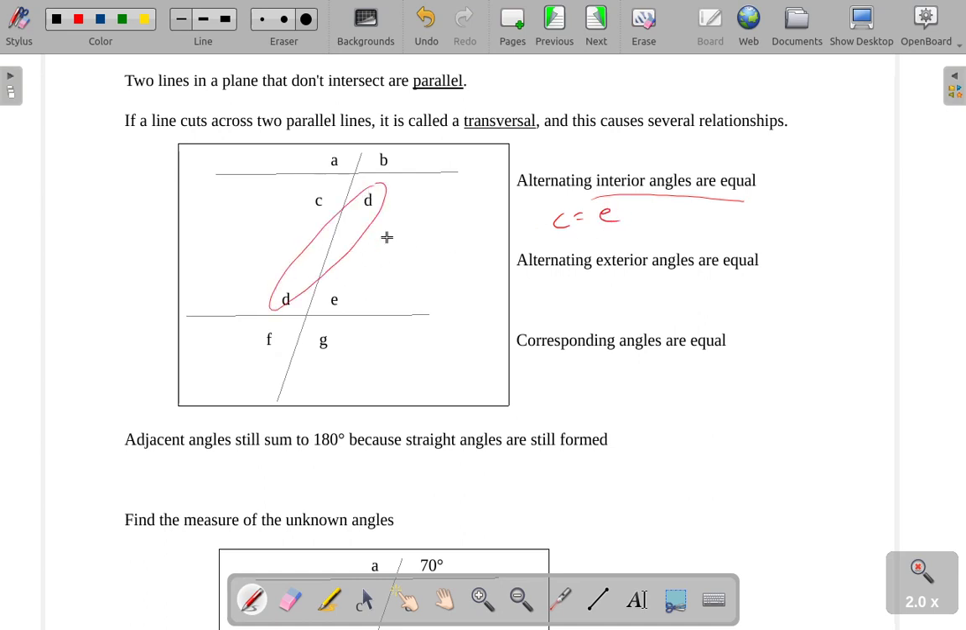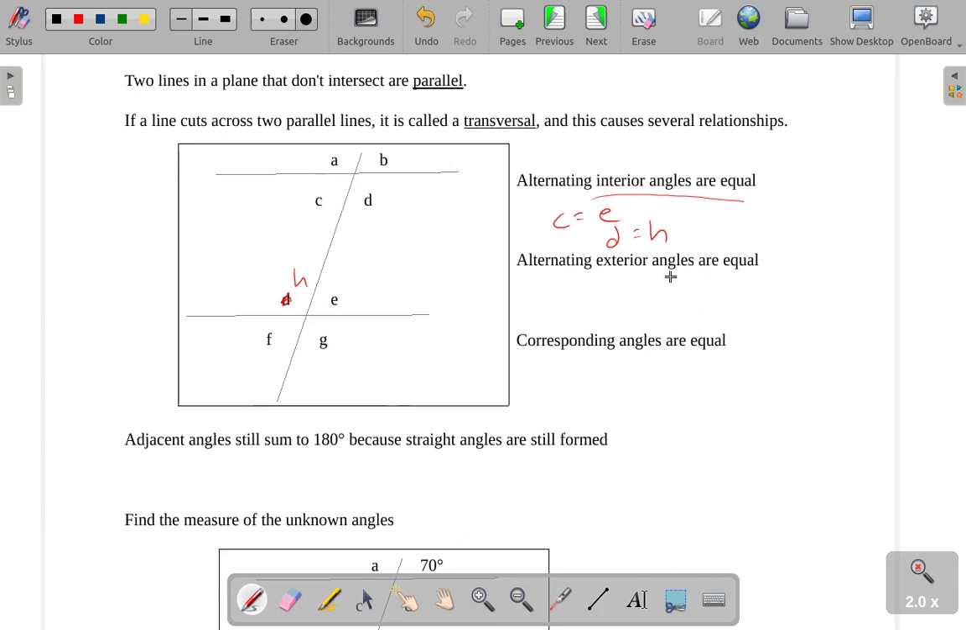Similarly, D would be equal to, why did I write D twice? A, B, C, D, E, F, G, let's call that H instead of D, because otherwise that could be confusing. Let's call this D equals H. So the alternating interior angles here are the pairs C with E and D with H.